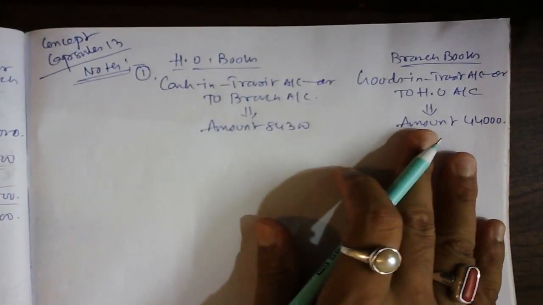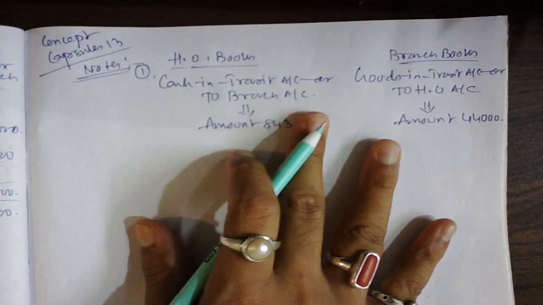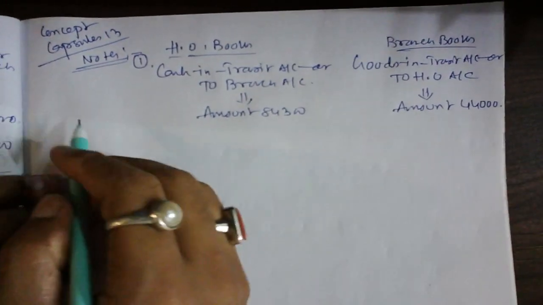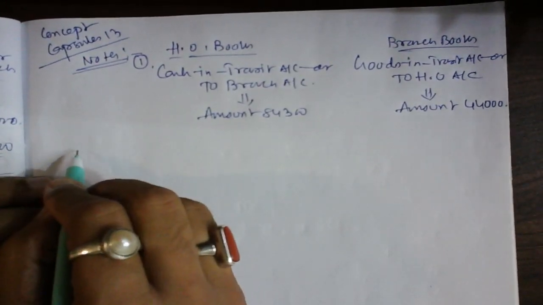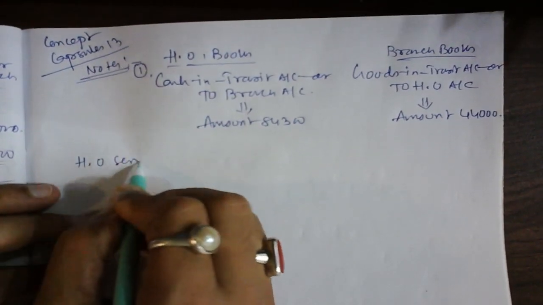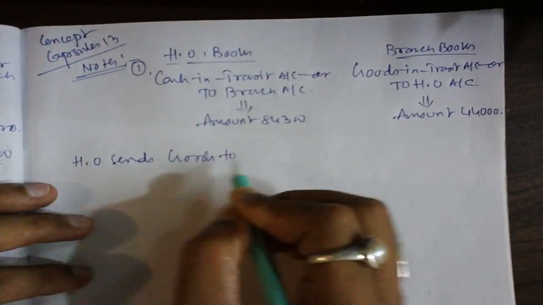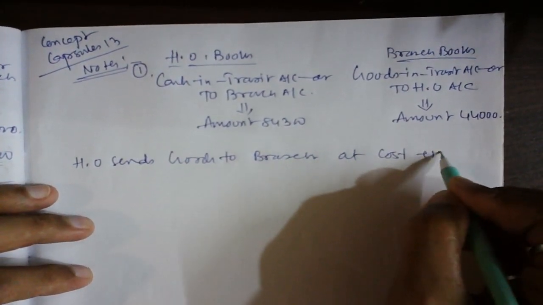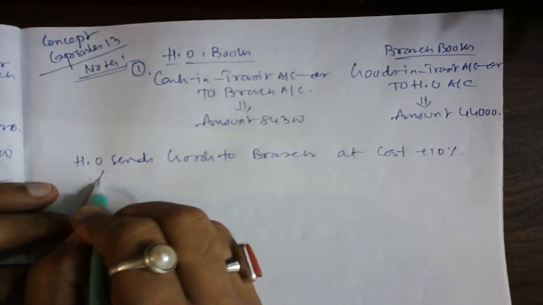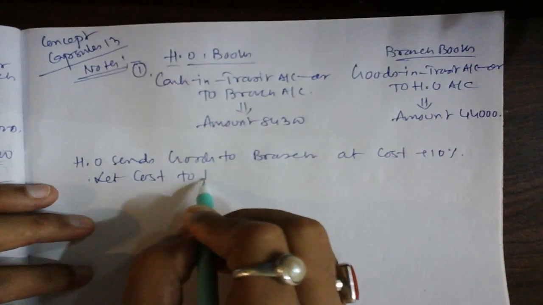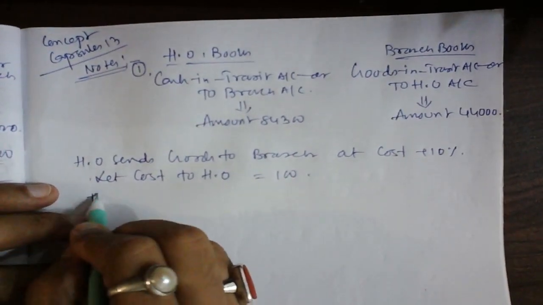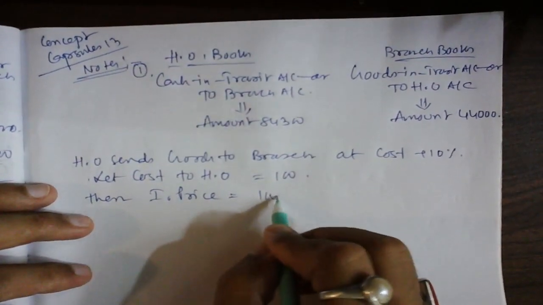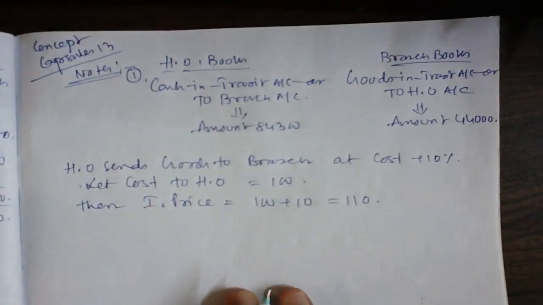तो ये दोनों journal करने से we are making a clear-cut idea with respect to this. ओके, now what we need to do, we need to make a certain adjustment here. Okay, now see, just try to understand. HO sends goods to branch at cost plus 10%, meaning let's say cost to HO is equal to 100, then you can write invoice price. Invoice price means the price at which HO sends the goods to the branch. So 100 plus 10, it is nothing but 110. It's fine sir, perfect hai.